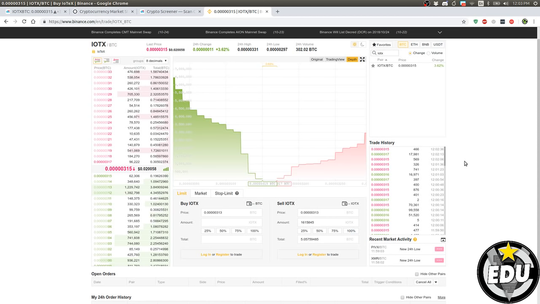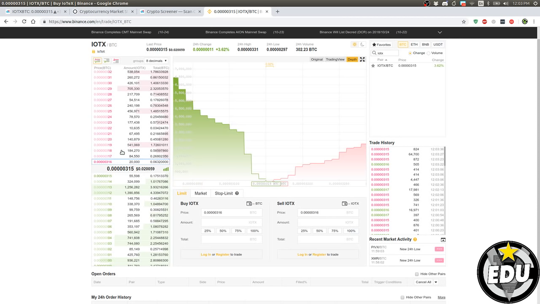For those of you that are really new to this, even myself when I just started, I really didn't know what the order book was. Those are the orders that traders are putting. Those are the people that want to buy the coin, and those are the people that want to sell the coin. These guys want to buy at 315, 314, 313, 312, and those guys want to sell at 316, 17, 18, 19, and 20.